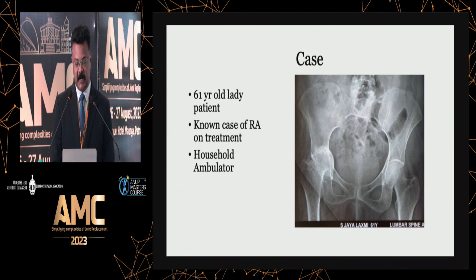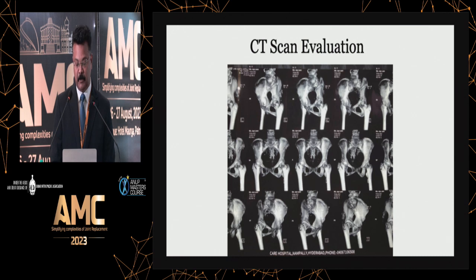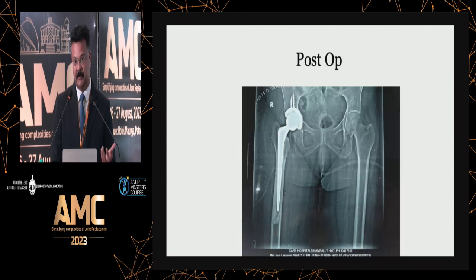So this is just a case, a 61-year-old lady, known case of rheumatoid arthritis, a household ambulator. This is the CT scan, which shows that the medial wall was intact. So we went ahead, we did a minimal amount of grafting, and this is the result. We went ahead for a hybrid. We did a cemented stem on an uncemented cup.